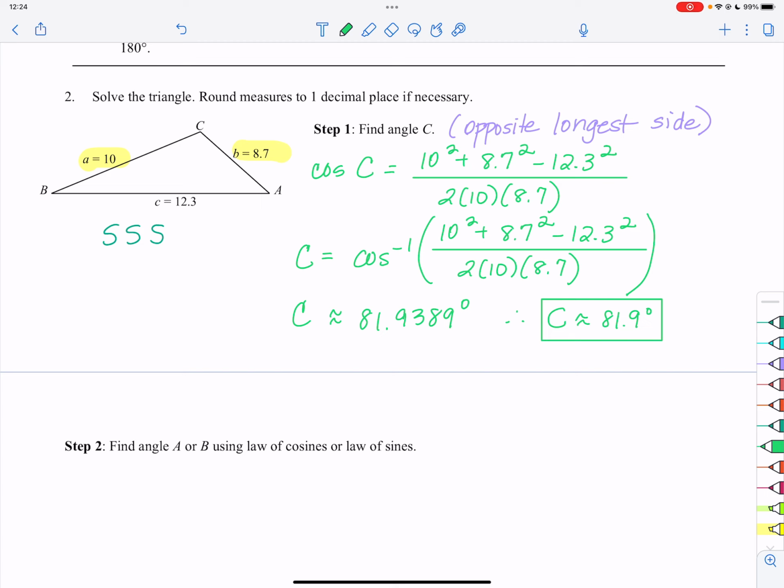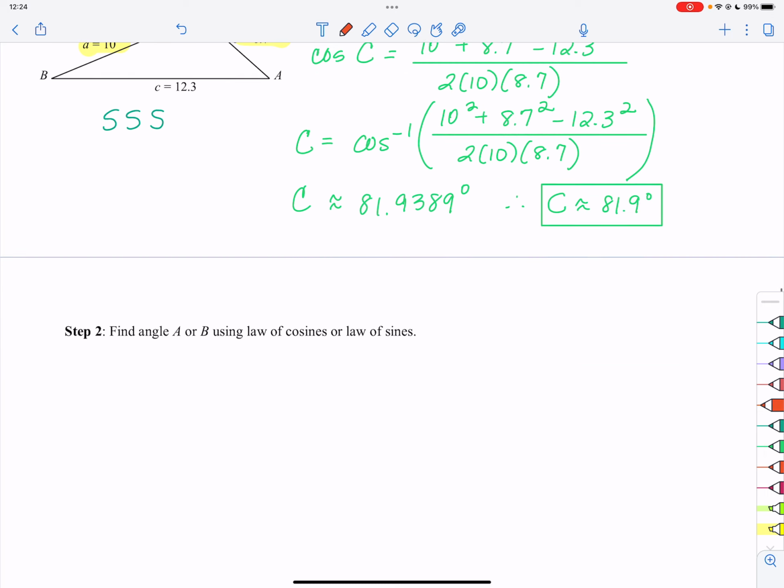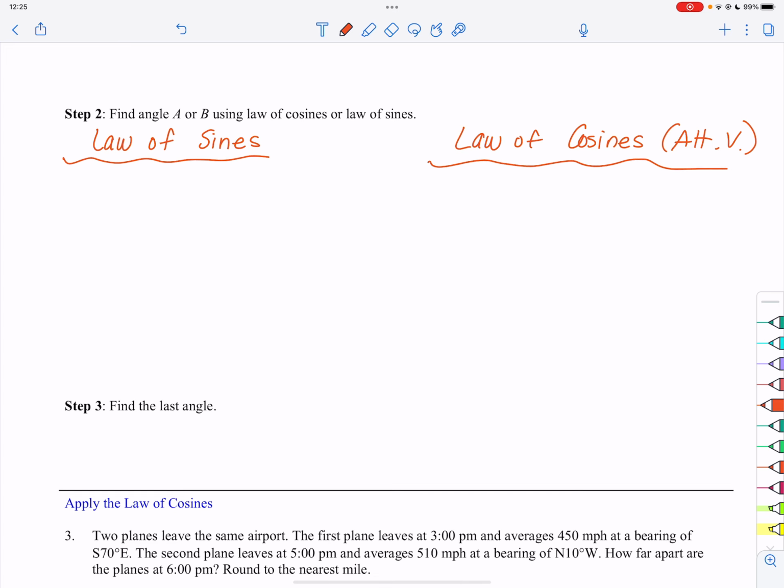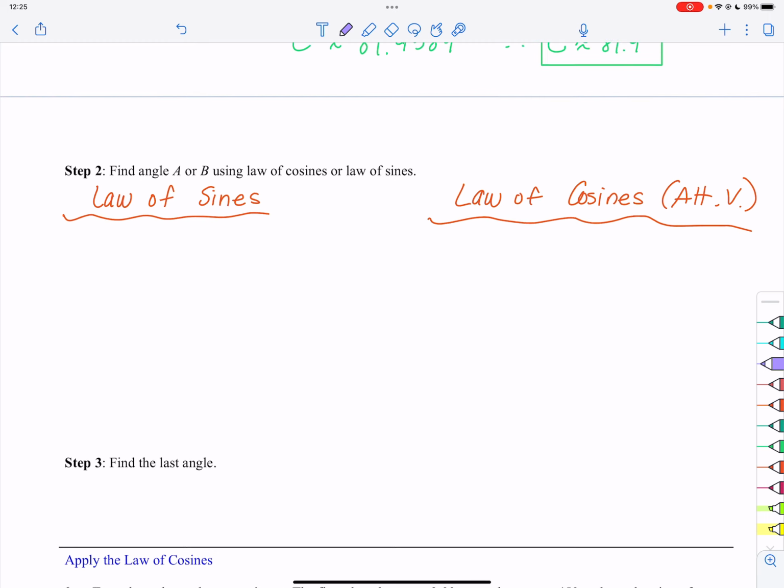Okay, now we're going to find angle A or B using the law of cosines or the law of sines. So why don't we go ahead and do both again? Again, you do not have to do both, but let's just use the law of sines. Then we have the law of cosines, which will be our alternate version. And now let's go ahead and begin. So we're looking for angle B.